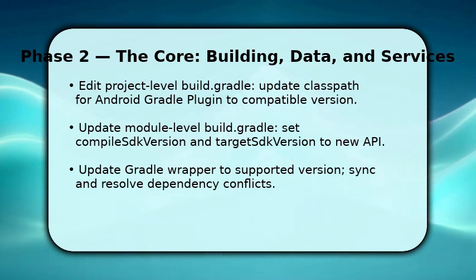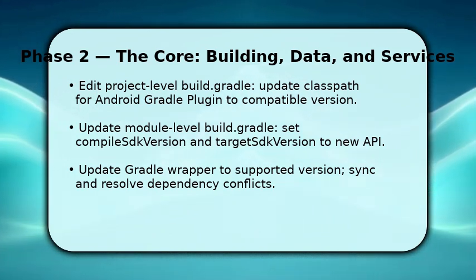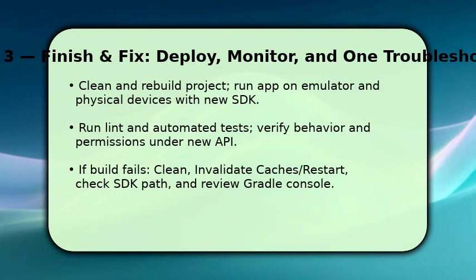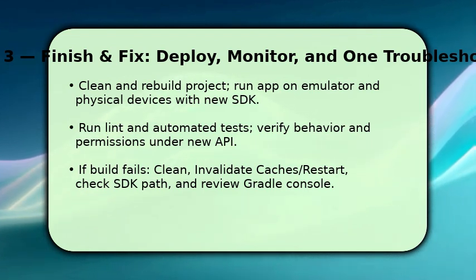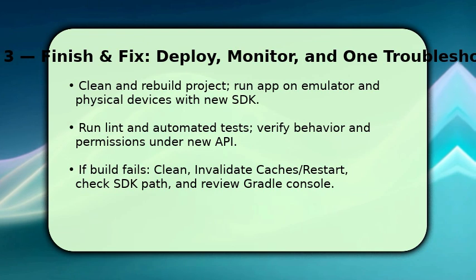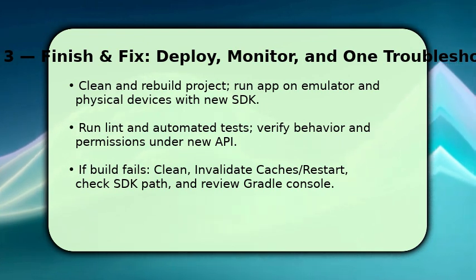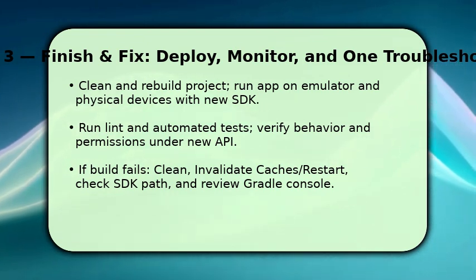If conflicts appear, you finish by building and validating the app. Run a clean, then rebuild project, and deploy to the emulator and a physical device to check runtime behavior. Run lint and unit or instrumentation tests and verify permission changes or behavioral differences for the new API level.